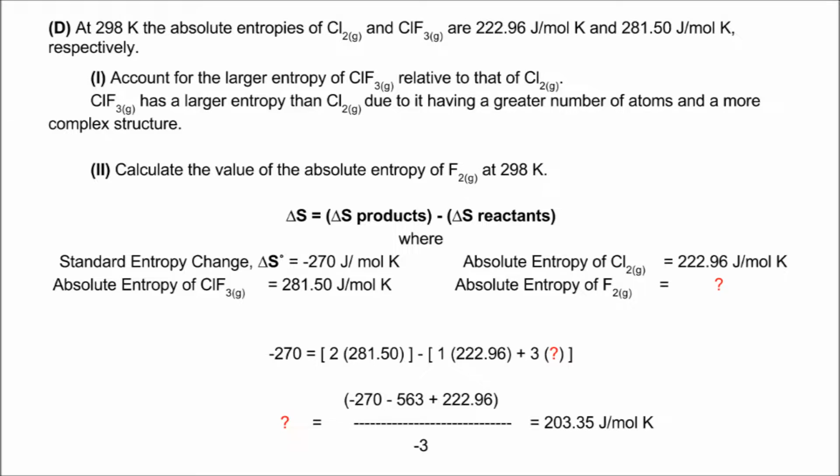Part 2 of D asks for you to calculate the value of the absolute entropy of F2 at 298 Kelvin. Using a similar equation as in parts A and B, we can solve for delta S, although this time we will have both products and reactants. To solve for the absolute entropy of F2, one of the reactants, we will have to rearrange the equation after plugging in the delta S calculated back in part B and the absolute entropies given to us now in part D. After plugging in and rearranging, we find that the absolute entropy of F2 will be equal to 203.35 joules per mole Kelvin.